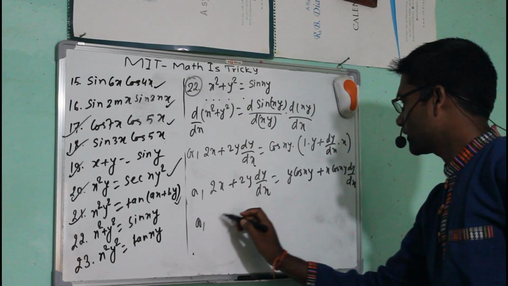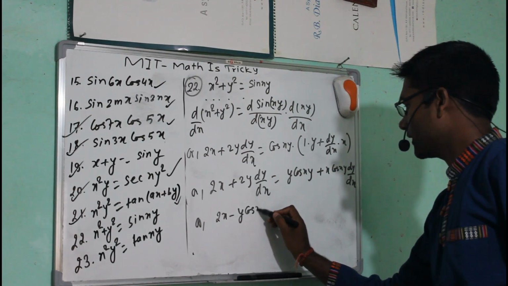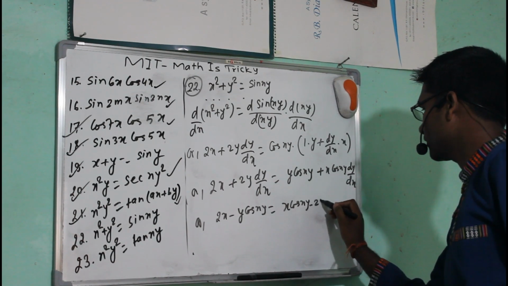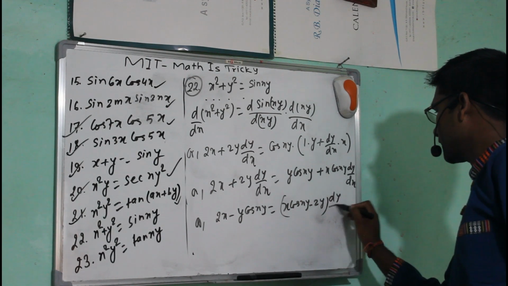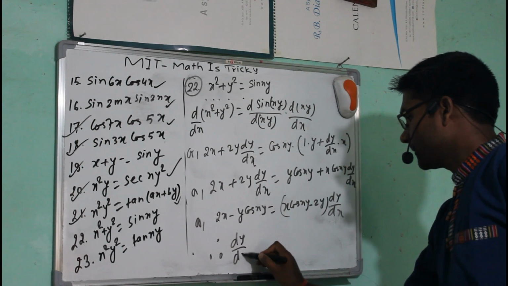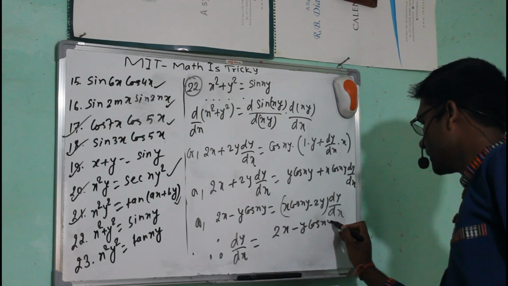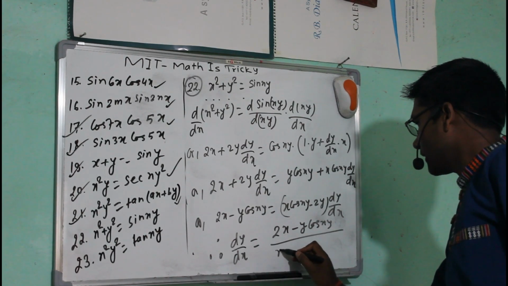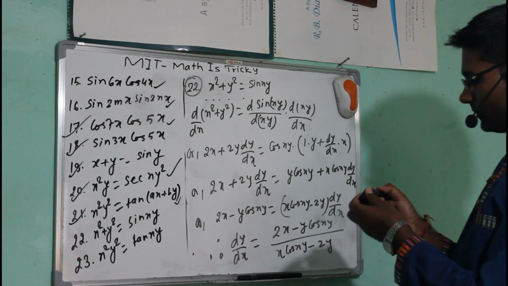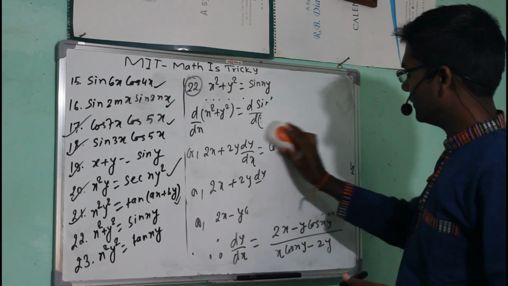So now let's arrange the terms and simplify. We get 2x minus y cos(xy) equals x cos(xy) minus 2y, dy/dx common, so that we get dy/dx equals (2x − y cos(xy)) / (x cos(xy) − 2y). This is your answer. Let me explain the trig method so that you will get the same answer within seconds.